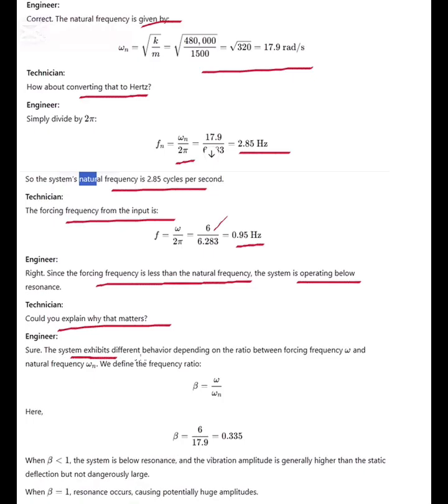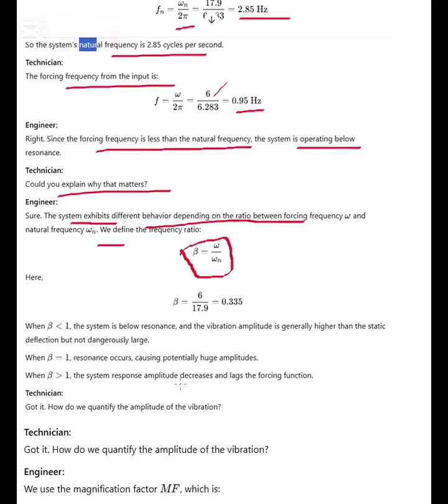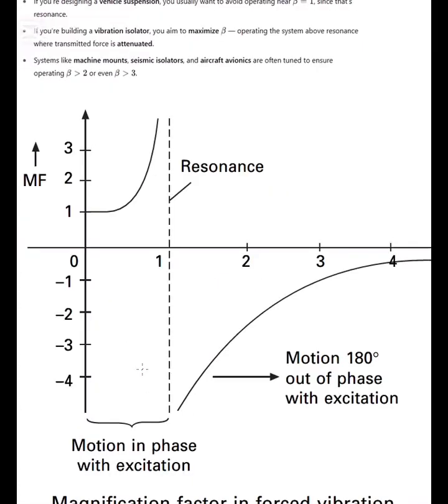Sure, the system exhibits different behavior depending on the ratio between the forcing frequency and natural frequency. We define that ratio as frequency ratio. Depending upon the frequency ratio, the system is going to behave differently. If frequency ratio is less than 1, the system is below resonance, and the vibration amplitude is generally higher than the static deflection, but not dangerously large. You can see that here.